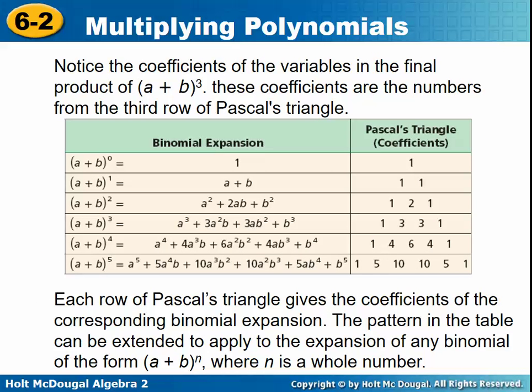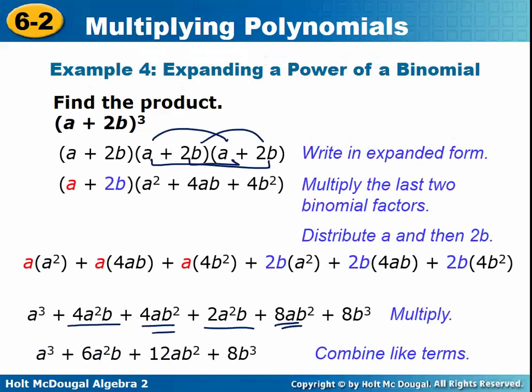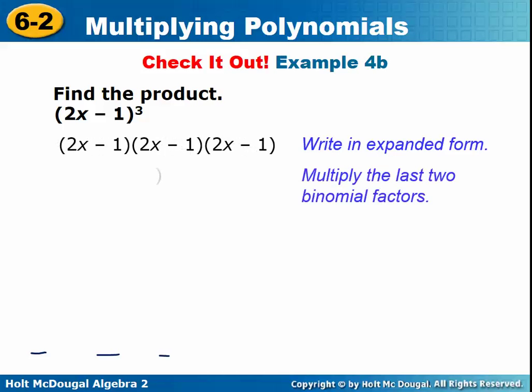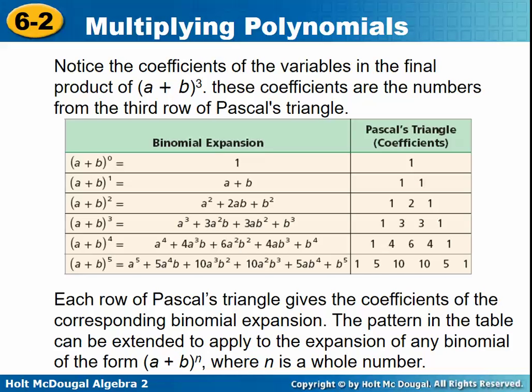Okay, we have another way of doing these, and it's using Pascal's triangle. So the coefficients of the variables in our answers, the 8 and the 12 and the 6, and here in this other problem we did, the 1, the 6, the 12, the 8, these numbers in front, the coefficients, have something to do with Pascal's triangle. And each row of Pascal's triangle gives the coefficients of the corresponding binomial expansion.